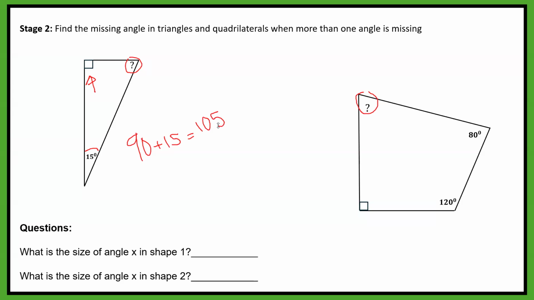Now we know that a triangle must add up, all of its angles must add up to 180 degrees. So we can look at this in one of two ways. We can either say, what do I need to add to 105 to get to 180? Or we can do the inverse and do 180 subtract 105. Either way, our answer is going to be the same, and that is 75. So the answer for shape one is 75 degrees.